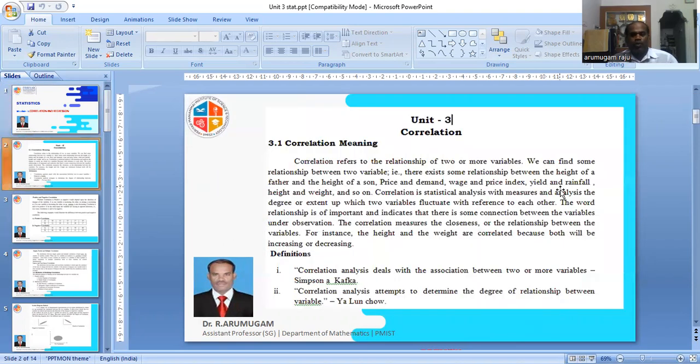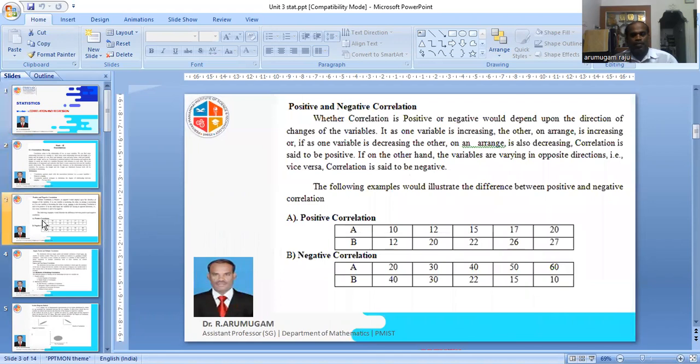So now we can go to our slide. The exact definition is: correlation analysis deals with the association between two or more variables. So this is the definition for the correlation coefficient. Next we have some types of correlation coefficient: positive, negative, simple and multiple, partial and total, and linear and nonlinear.